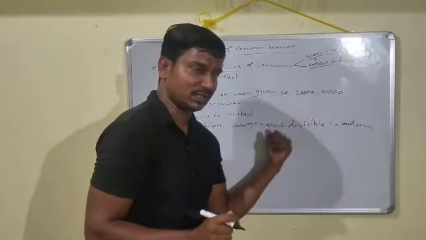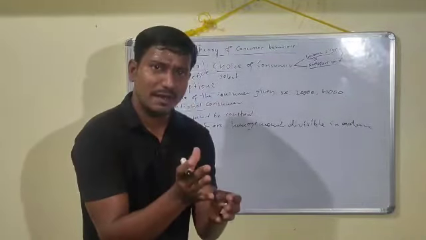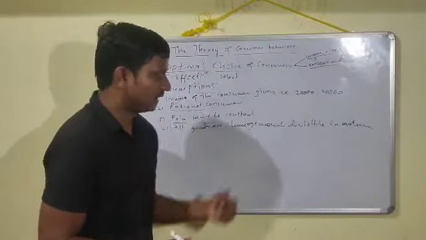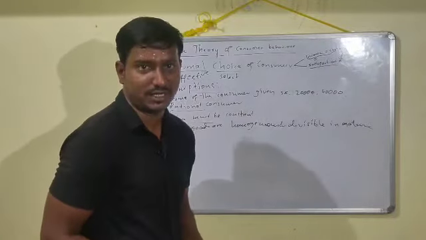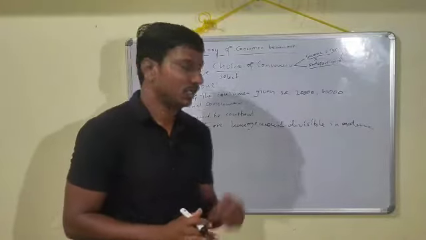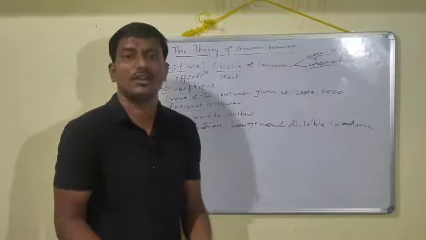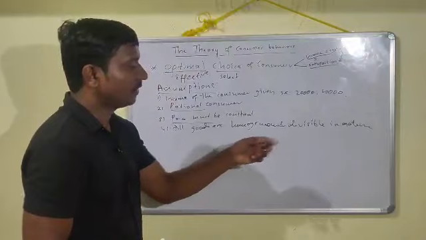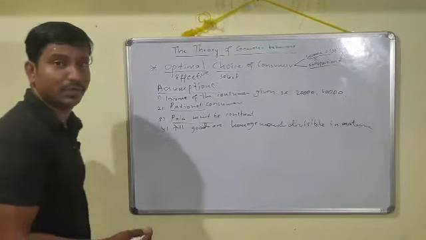And one more, in connection with that same assumption, divisible in nature. Divisible in the sense what? Whatever goods we are going to purchase, those goods must be divisible into different parts. But usually this will not be applicable for live things. Live things in the sense any of the animals or birds you may take. If you cut them into two pieces, that is not going to be useful. So all the goods we take into consideration may be non-living things, and they must be homogeneous, and they must also be divisible in nature. So this is the fourth assumption that we are going to make here.